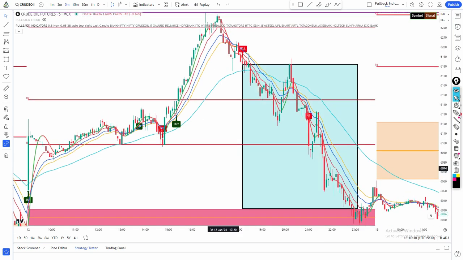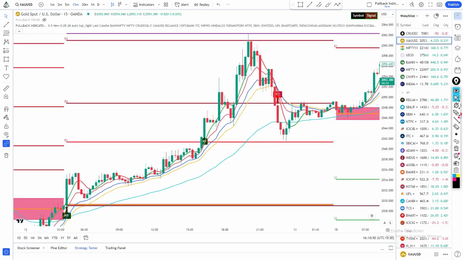This is previous day chart. Today's chart I'll show you tomorrow because the market is still open. Forex USD gold spot. Again this is previous day chart. Today's chart I'll show you tomorrow because market is still open. For Forex we can trade on 15-minute time frame and 30-minute time frame, and we can also consider 1 hour time frame. So this is 15-minute chart.